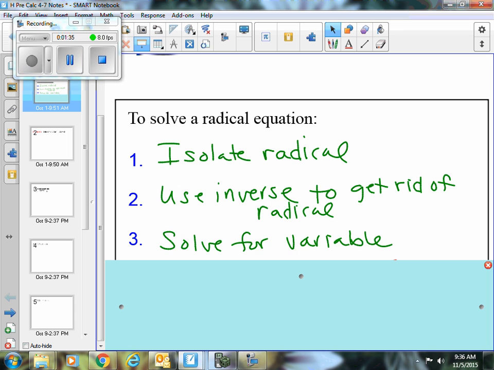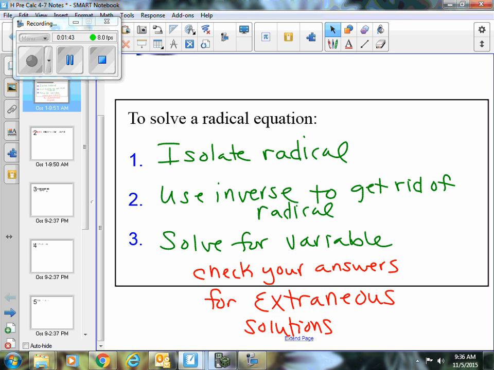So check and see, what degree is that equation? Can I just solve for it? Do I need to factor? What am I doing? One thing to be careful of, though, is that we have to check our answers in that equation for something called extraneous solutions. Extraneous meaning extra answers, answers that are not actually solutions to the equation.